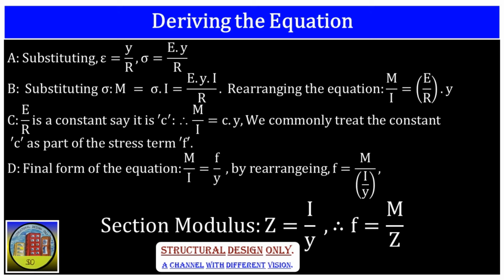Recognizing that E by R is a constant, we denote it as C. This simplifies the equation to M by I equals to C into Y. For convenience, we commonly treat this constant C as part of the stress term, leading to the familiar form, M by I equals F by Y. By rearranging this final equation, we arrive at the expression for bending stress, F, equals to M divided by I by Y. Introducing the concept of section modulus, Z, as the inverse of Y multiplied by I, we can further simplify the equation to F equals M divided by Z.